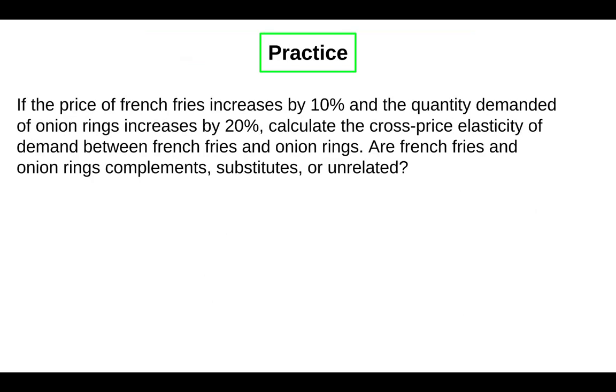So let's go ahead and do this practice question to apply the formula. If the price of French fries increases by 10% and the quantity demanded of onion rings increases by 20%, calculate the cross price elasticity of demand between French fries and onion rings. Are French fries and onion rings complements, substitutes, or unrelated? So take a second, pause the video, answer it, and then we'll see if you are correct.